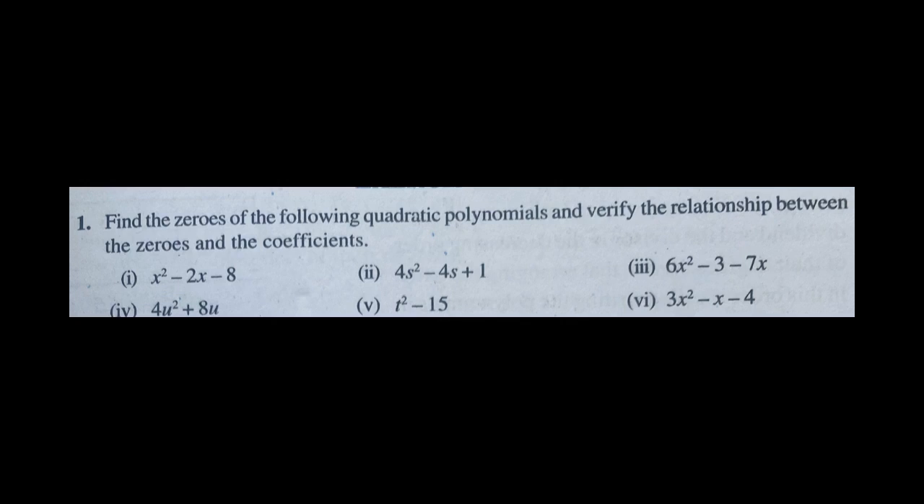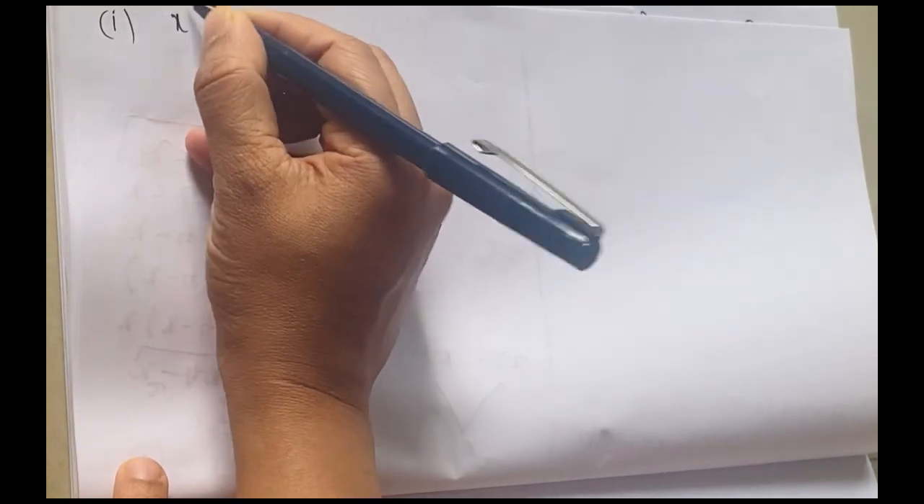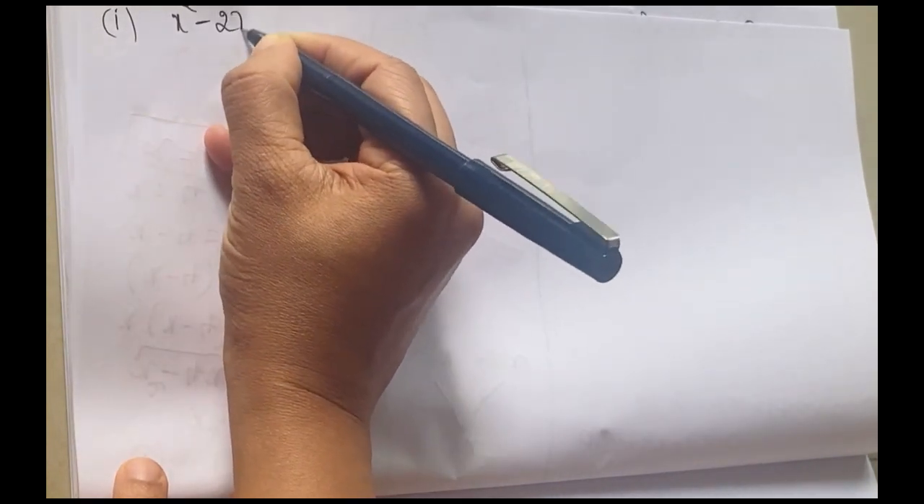Exercise 2.2. Find the zeros of the following quadratic polynomials and verify the relationship between the zeros and the coefficients. Problem number 1: x square minus 2x minus 8.